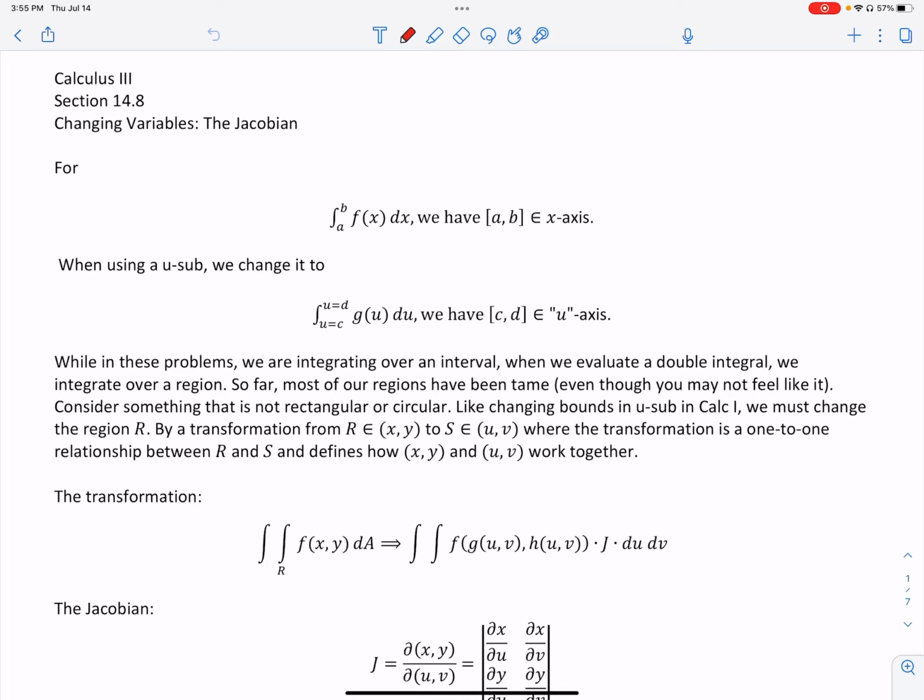In this video, we'll start our discussion of section 14.8. It's called the Jacobian. Let's begin by discussing what the Jacobian is. Mainly the big picture. We're not going to go into technicalities of where it comes from or anything like that.